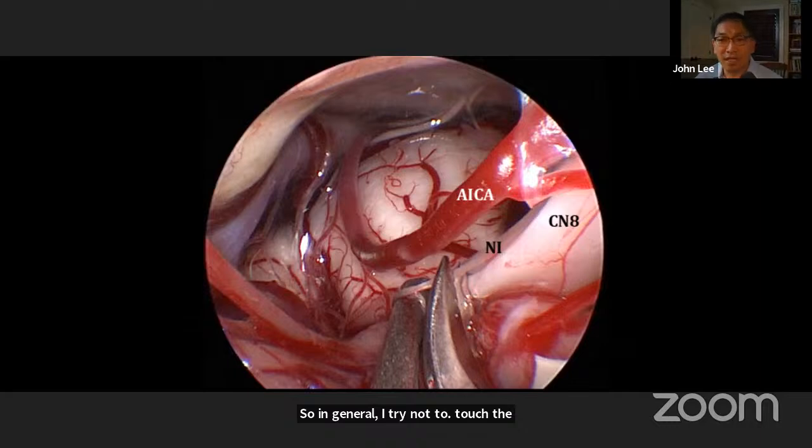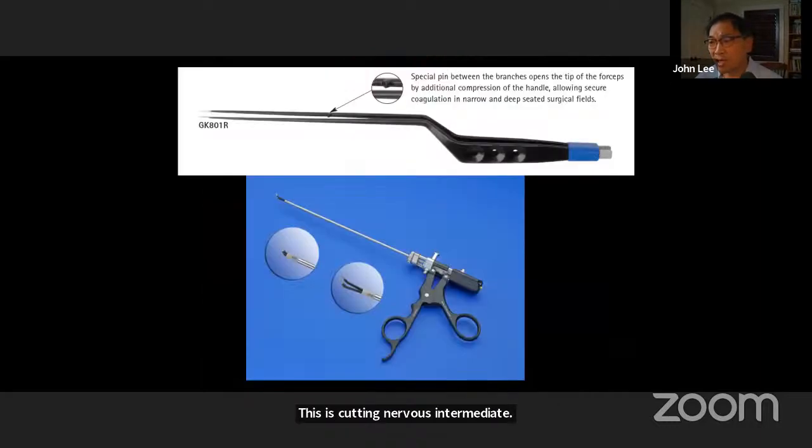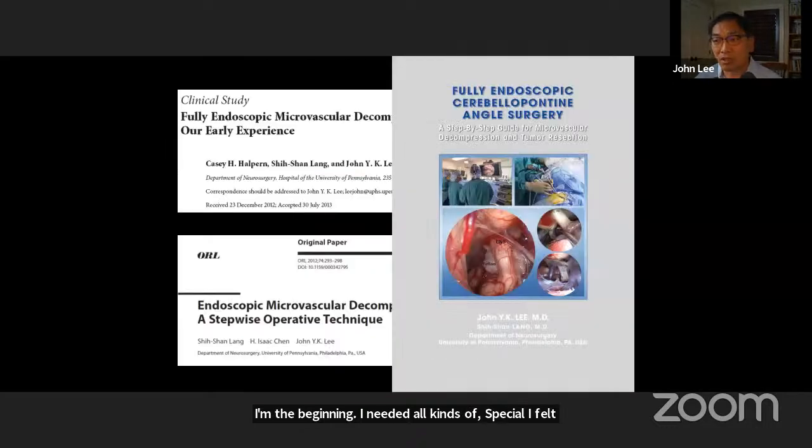This is cutting the nervus intermedius. Sometimes I try to do this for deep ear pain, geniculate neuralgia. I don't need this anymore. In the beginning, I felt like I needed special bipolars, like the EndoPen today might be the best option.